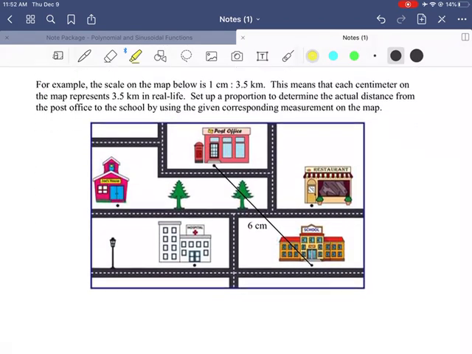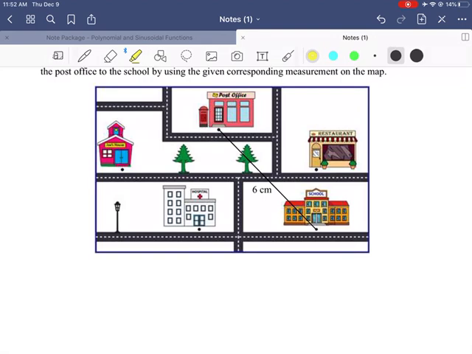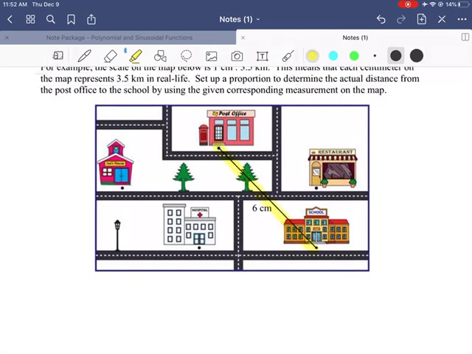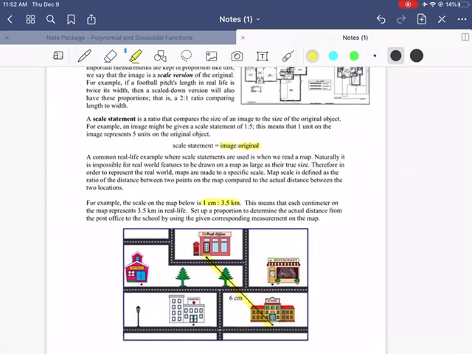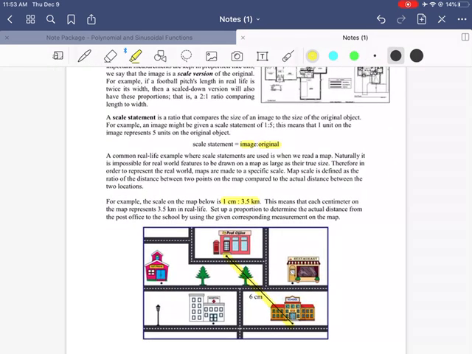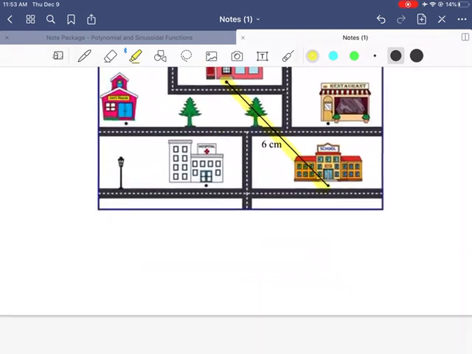So here's one example where we have a map. Now, this line from here to here is 6 centimeters. And we're told that the scale statement is 1 centimeter to 3.5 kilometers. That means that 1 centimeter on the image equals 3.5 kilometers in real life.